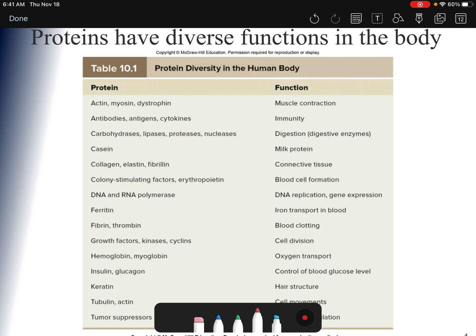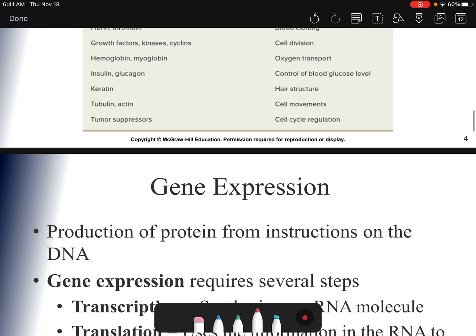This is just a small snapshot of just a few of the proteins you have in your body and what functions they play. Your body is made up mostly of all those different kinds of proteins, whether they be enzymes or different structural proteins. And we definitely need to have them made in our body for us to function.